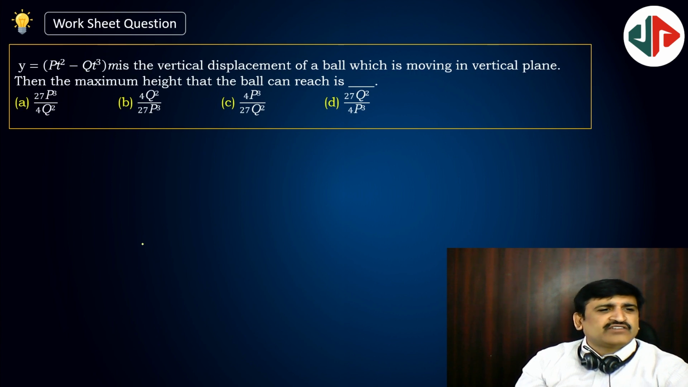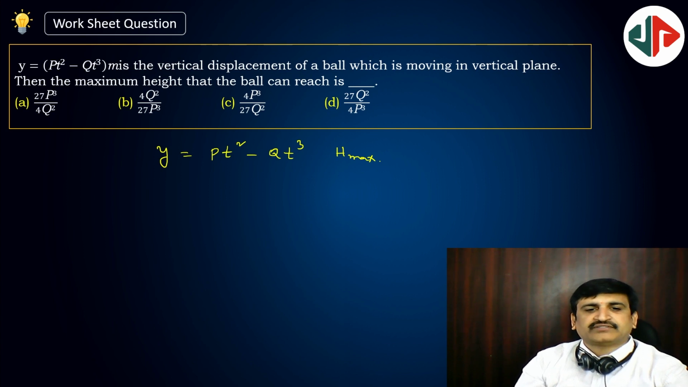Y is equal to p t square minus q t cube, in meters, the vertical displacement of a ball which is moving in a vertical plane. Then the maximum height that the ball can reach. He has given y is equal to p t square minus q t cube and is asking for the maximum height, h maximum. Okay, we'll do it.